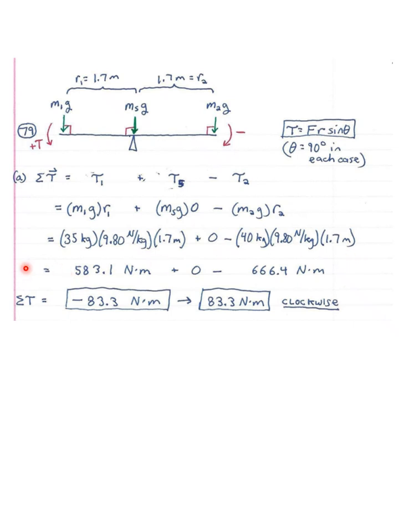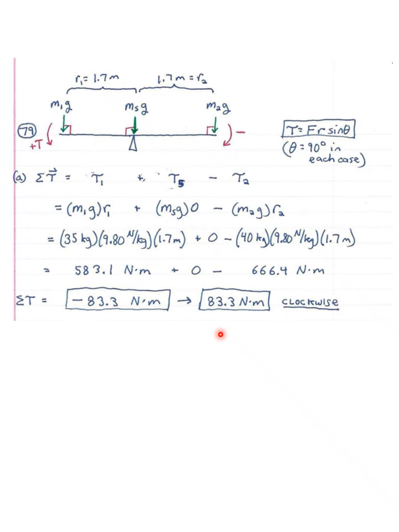You can see in this line, I've found the contribution of each part of this system. So the child on the left is giving a counterclockwise torque of 583.1 newton meters. The seesaw itself is 0. The child on the right is contributing 666.4 newton meters in the clockwise direction, and that's why it's negative. So in the end, it comes to be negative 83.3 newton meters, or if we give it as a magnitude and direction, we can say 83.3 newton meters clockwise.